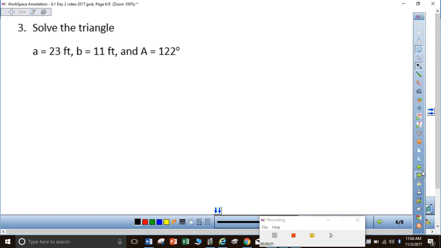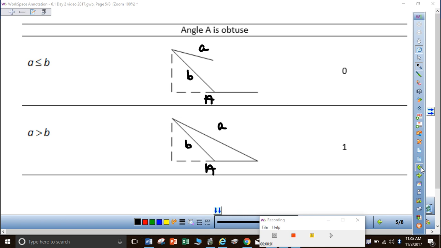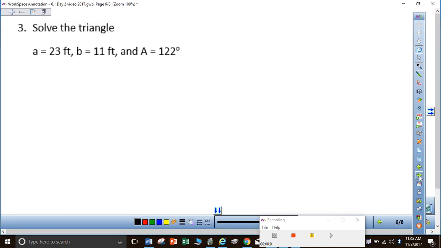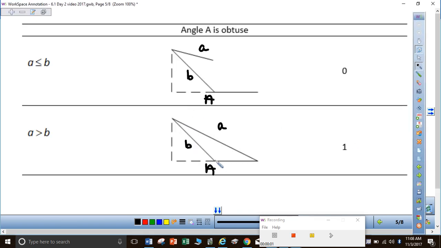Okay, so let's try this out. We're given some information. Notice that there's not a drawing on this one, so we actually need to be thinking about making our drawing, and we're going to start by categorizing it into one of these situations and determining how many triangles there are, if any. So I always start, in this case, A is 122 degrees. We want to always start by determining if that angle A is obtuse or if it's acute. Because it's an obtuse angle, we're going to want to draw our starter triangle something like this.